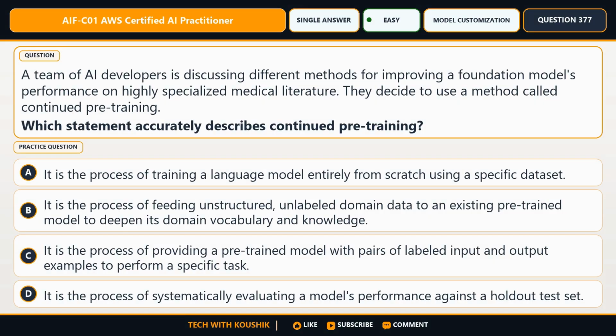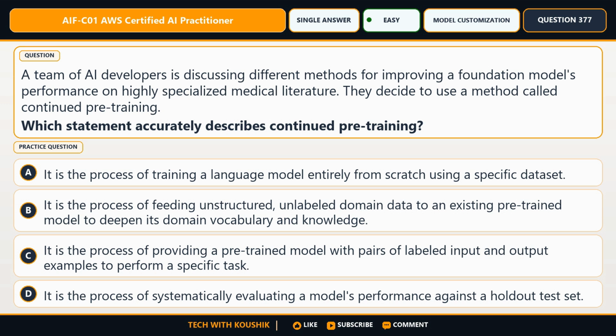Question number 377 is a good test of exam judgment. This scenario tests whether you recognize the controlling constraint. A team of AI developers is discussing different methods for improving a foundation model's performance on highly specialized medical literature. They decide to use a method called continued pre-training. Which statement accurately describes continued pre-training?